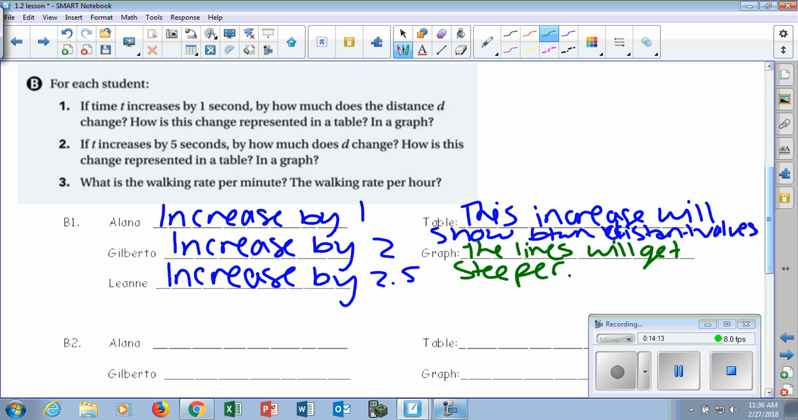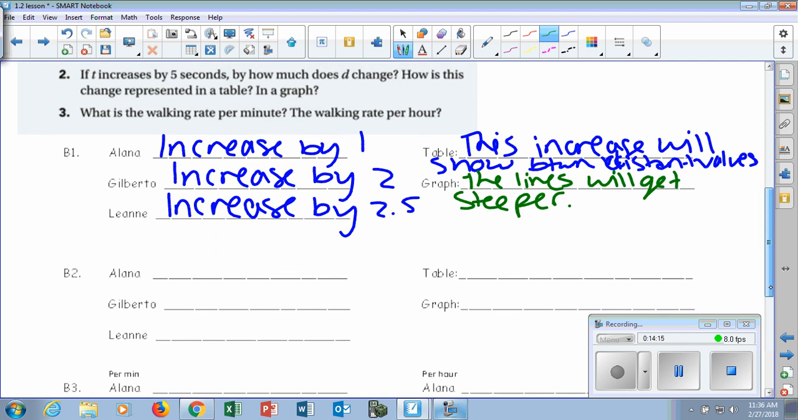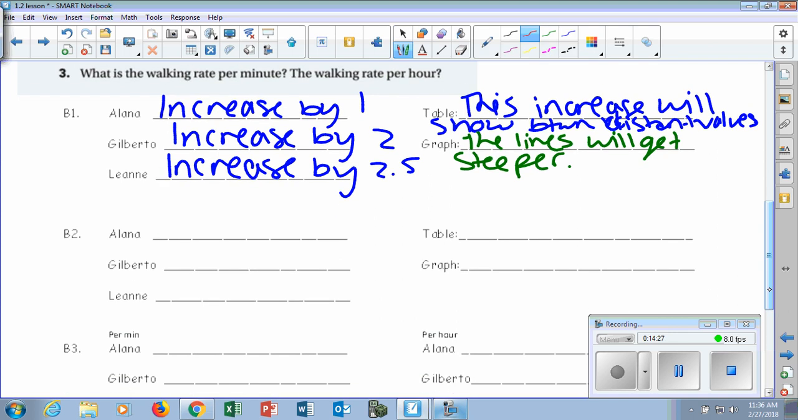Going on to B2, they said if t increases by 5 seconds, how much does d change? How is this change represented in a table? Well, before we were increasing by 1 second, now we're going to be increasing by 5. But we want to use those constants that each one of them has. Our constant for Elena is 1. So if in 1 second she's going to go 1 meter, in 5 seconds, she's going to increase by 5 meters.